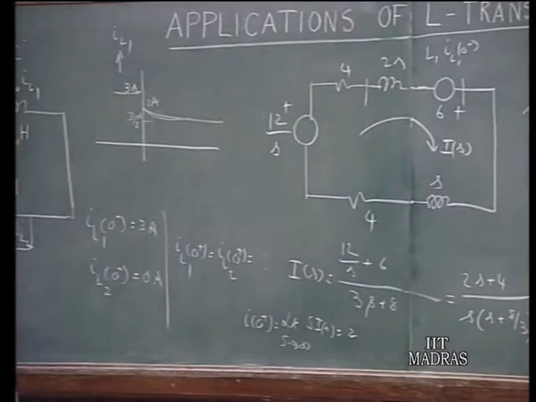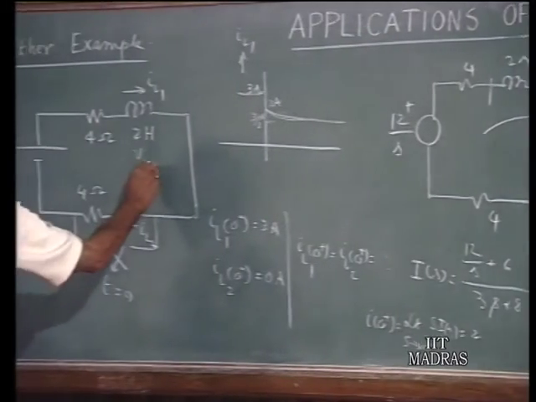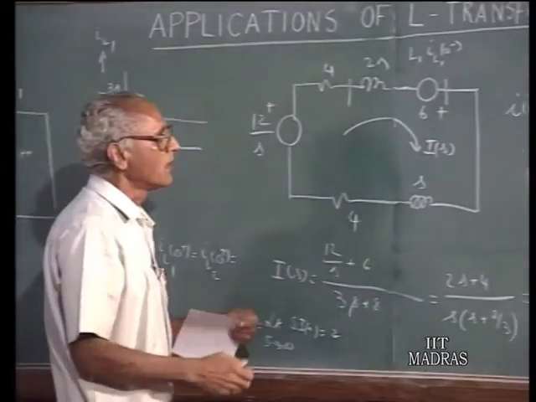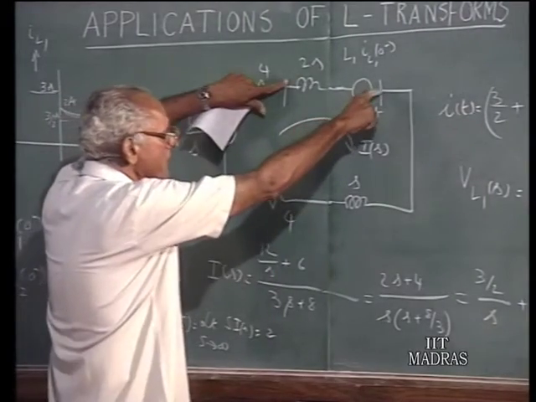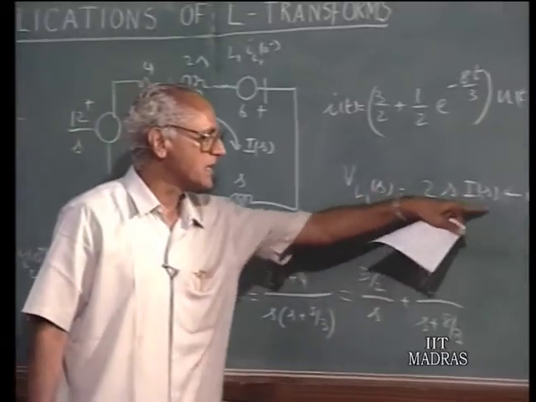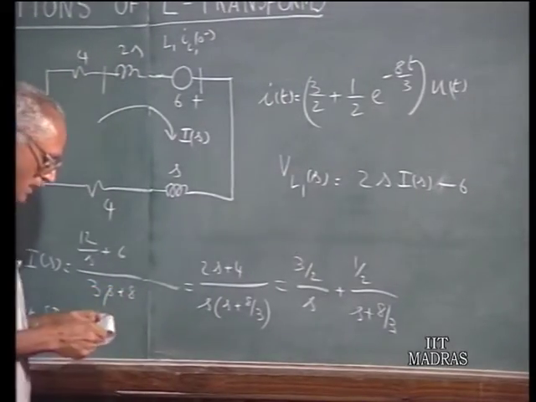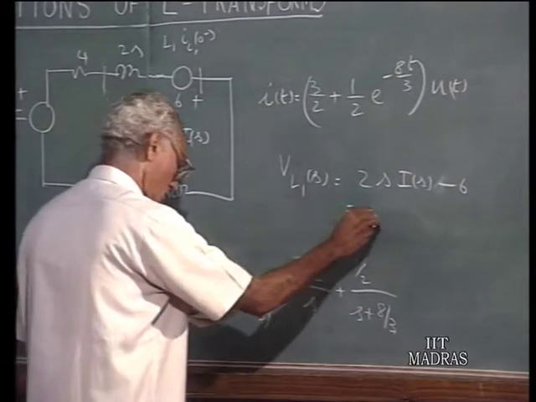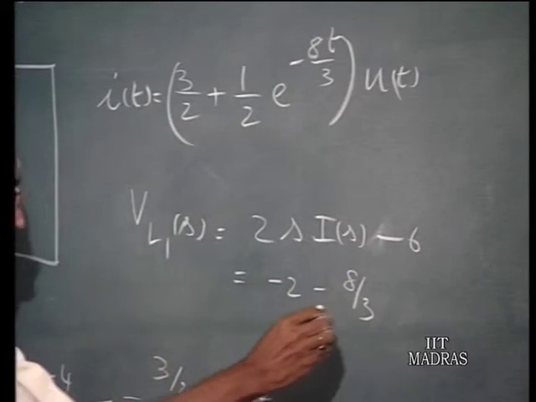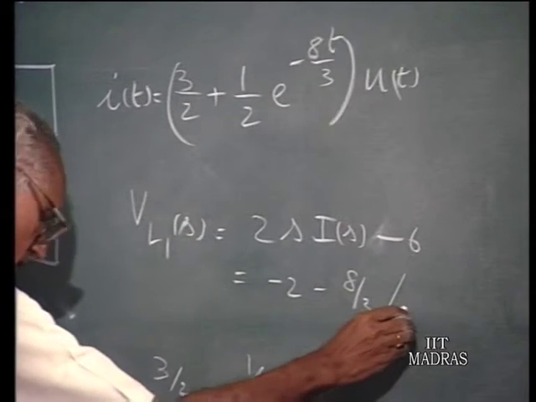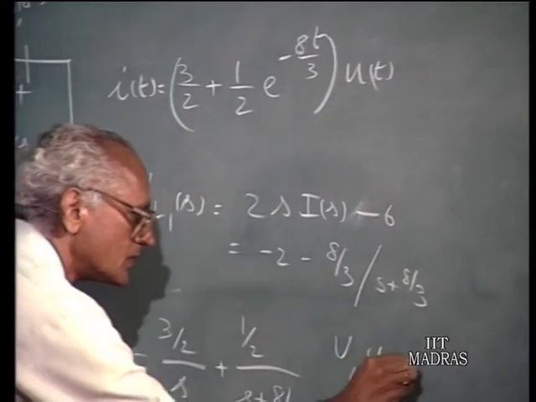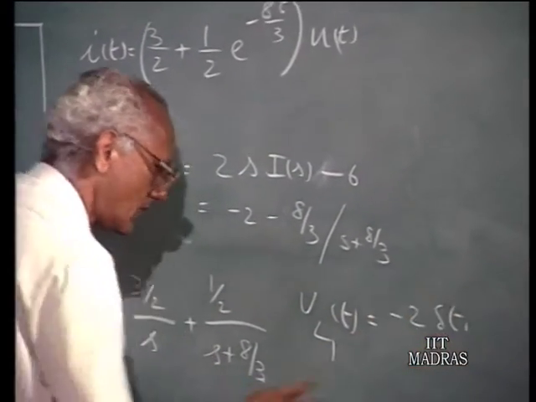So when you want to find out VL1 of s, if this is VL1 of t, the corresponding Laplace transform is the voltage in the transform diagram existing between these two terminals. You should not make the mistake of computing only this portion. So 2s times I of s minus 6, that is VL1 of s, and you can show that this will be minus 2 minus 8 by 3 e to the power minus 8 by 3, divided by s plus 8 by 3, which means VL1 of t is minus 2 delta. I will write this separately here.